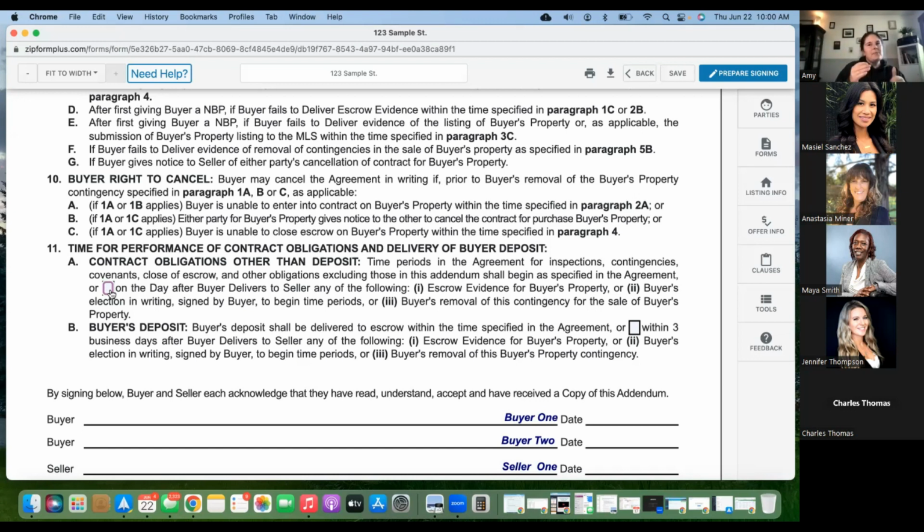The only one that's separate from that is the buyer's deposit. The buyer's deposit shall be delivered to escrow within the time specified in the agreement is the default. I usually leave that as the default. I want the buyer's money in the escrow holder's hands immediately. If we check this box here, then it's within 3 business days after buyer delivers to seller any of the following: evidence of escrow for buyer's property, buyer's election in writing signed by buyer to begin the time periods, and buyer's removal of the buyer's property contingency.